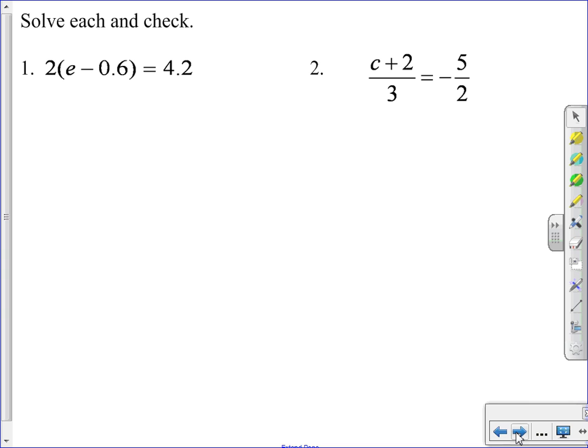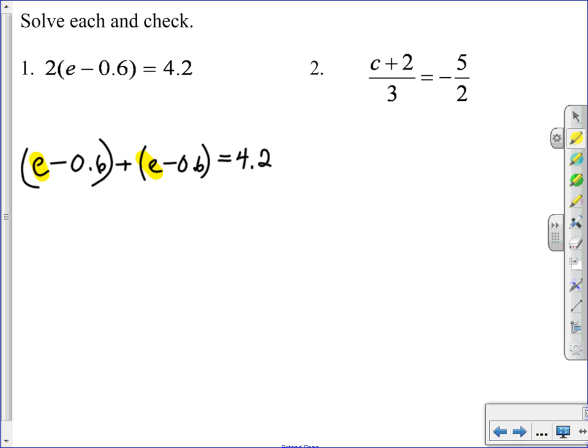So maybe one way that you would do it, and there's a couple ways that I can think of you can do it here, is to say, well, if there's two groups of them, that means I have an E take away 0.6, and then I have another E take away 0.6, and that equals 4.2. And then maybe you gather the terms together that are alike, and you rewrite it as, well, there's two E's there, and then I have minus 1.2 equals 4.2. So there's my yellow, and there's my blue.